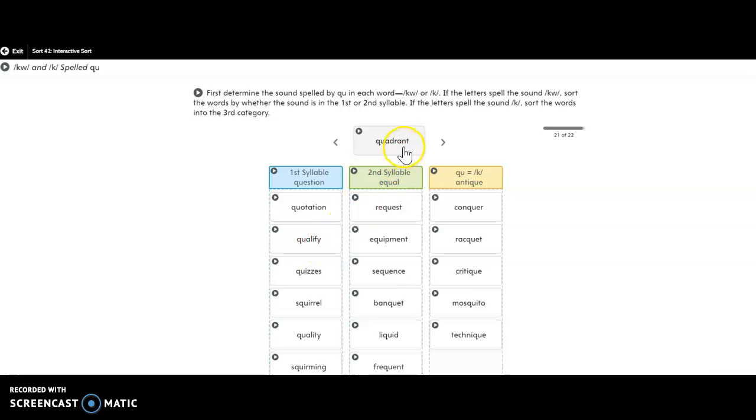Next, quadrant. A quadrant is a fourth, it's like one out of four regions of a shape or of a graph, perhaps if you've learned about graphing. A quadrant is one out of four sections, usually equal sections. Quadrant starts out this word, so I'm going to say it is part of that first syllable.